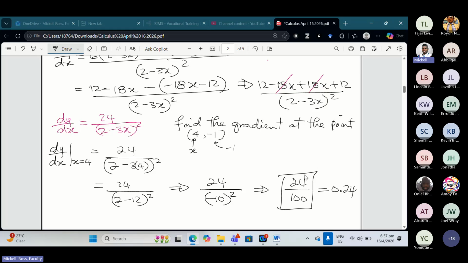So you can very well leave it here, or you can write it as a decimal, or you can reduce the fraction. You can go ahead and reduce this and write it as a fraction in its simplest form. So you could be asked to do this as well, because once you're finding the gradient, you just substitute the value of x into the first derivative, which we also know as the gradient function.